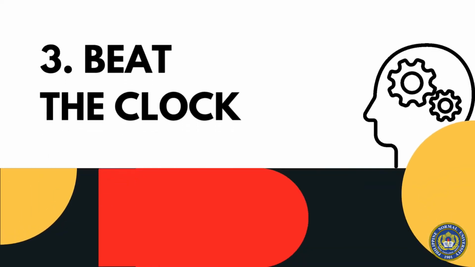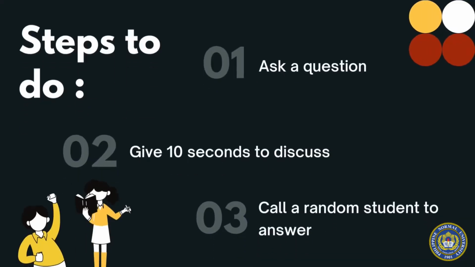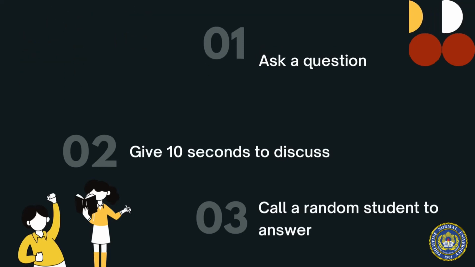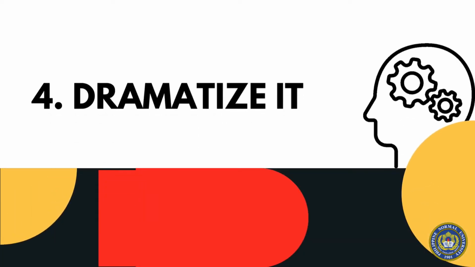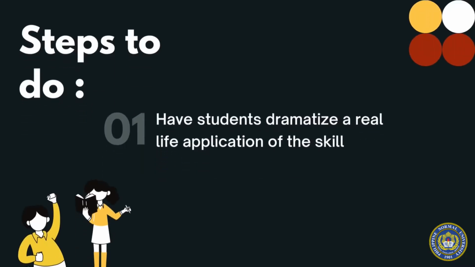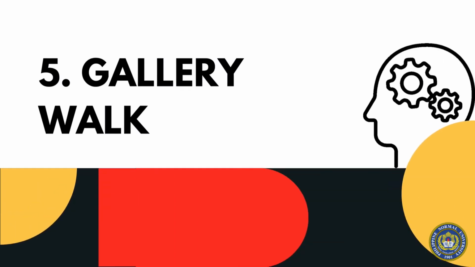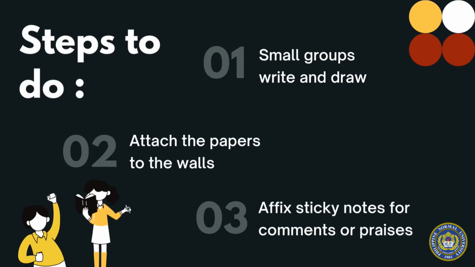Number 3. Beat the clock. Ask a question. Give the students a 10-second discussion with peers before you call a random student to answer. Number 4. Dramatize it. Have students dramatize a real-life application of a skill. Number 5. Gallery walk. On chart paper, small groups of students write and draw what they learned.